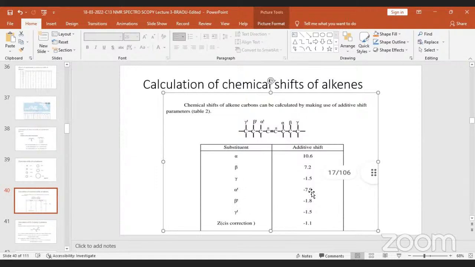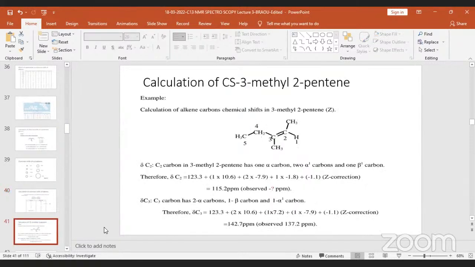Similarly, alpha prime contributes this much, beta prime contributes this much, gamma prime contributes this much, and if it is a Z alkene, there is a minus 1.5 Z correction. I am just taking one example here: the calculation of the alkene carbon chemical shifts in 3-methyl-2-pentene.